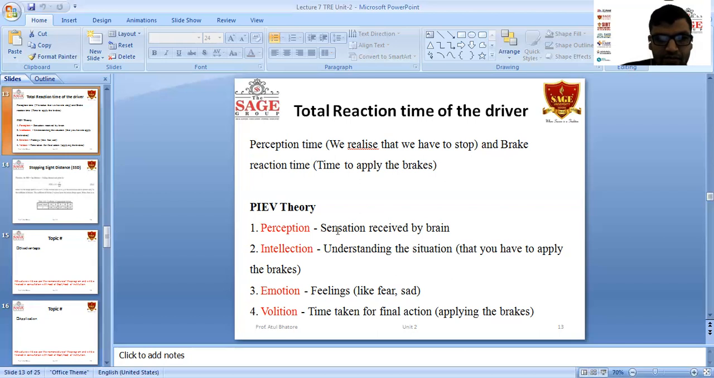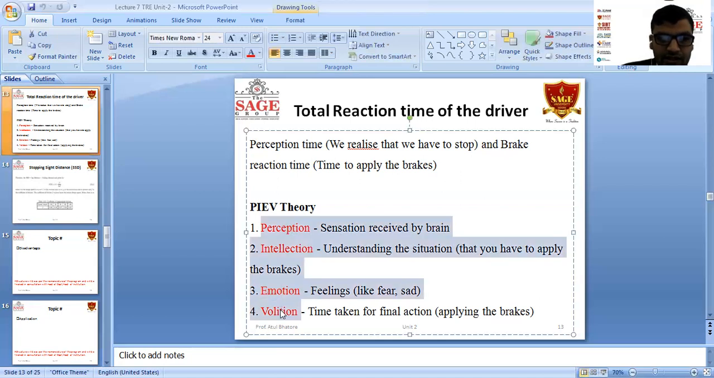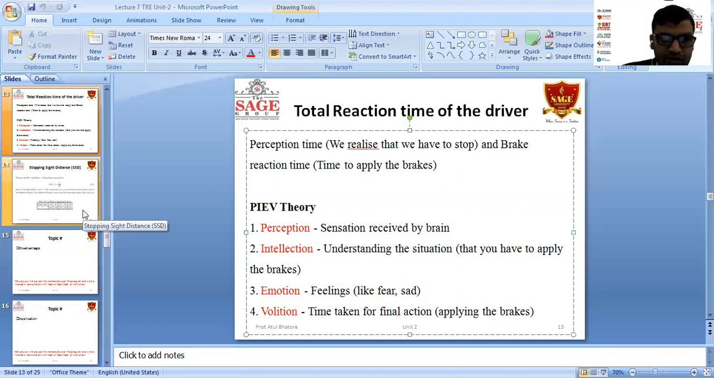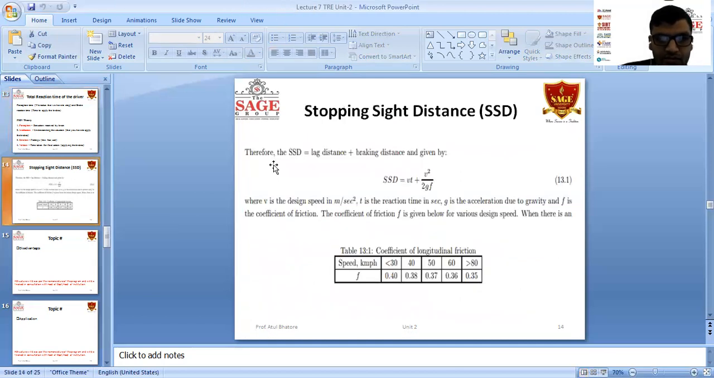The entire PIEV theory takes only 2 to 2.5 seconds in our mind. It means within 2 to 2.5 seconds, all four phases are running in our mind, starting from whenever we see any hazard or danger to the time taken for final action. So a good driver having a good reaction time will pass through all the phases within 2 to 2.5 seconds. So this is the total reaction time of the driver.